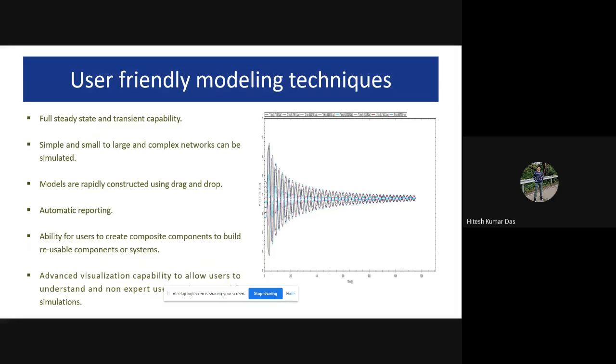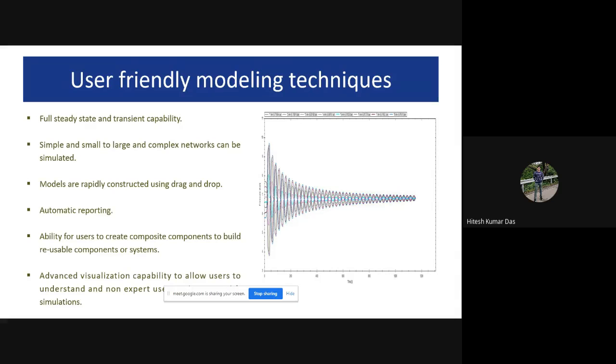It can be used for both steady state as well as transient capability. Very simple to large complex networks can be simulated here. Models can rapidly be constructed through the drag and drop concept. All the components which are required for simulation are available in the master database, and if those components are not available, you can create your own component in the project database.